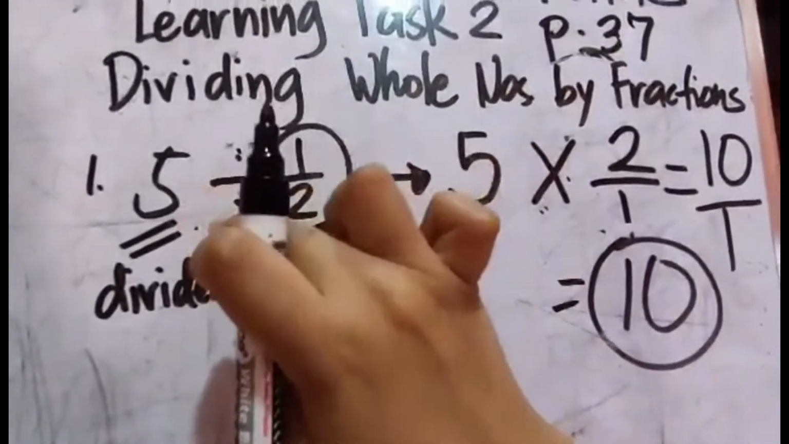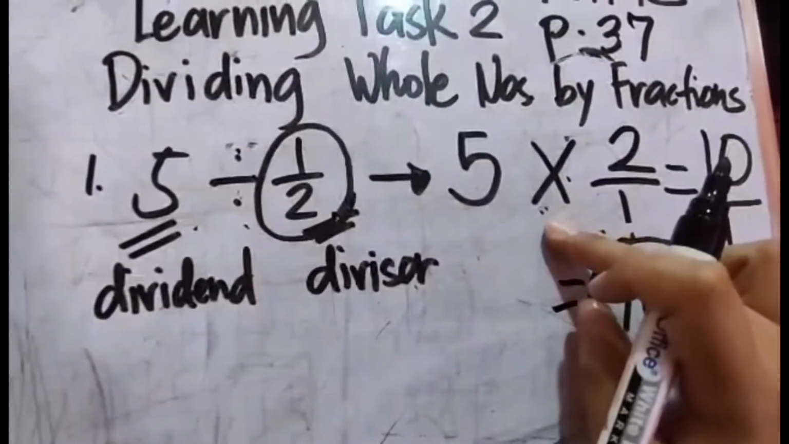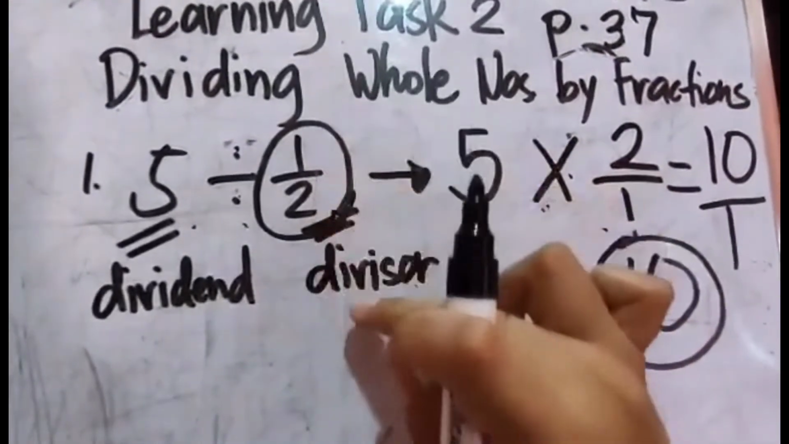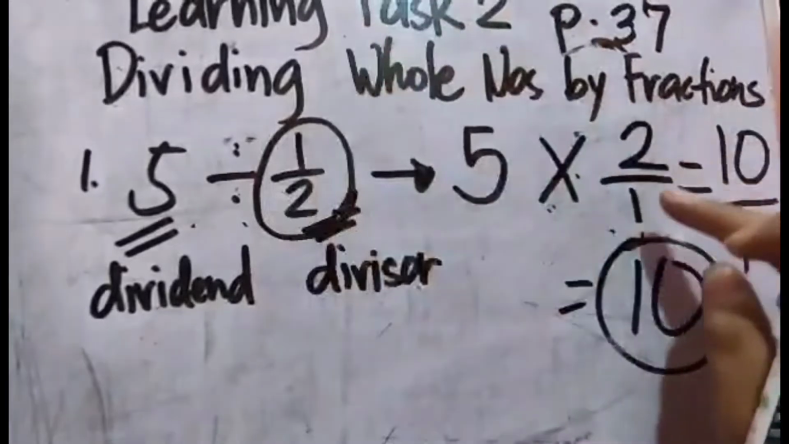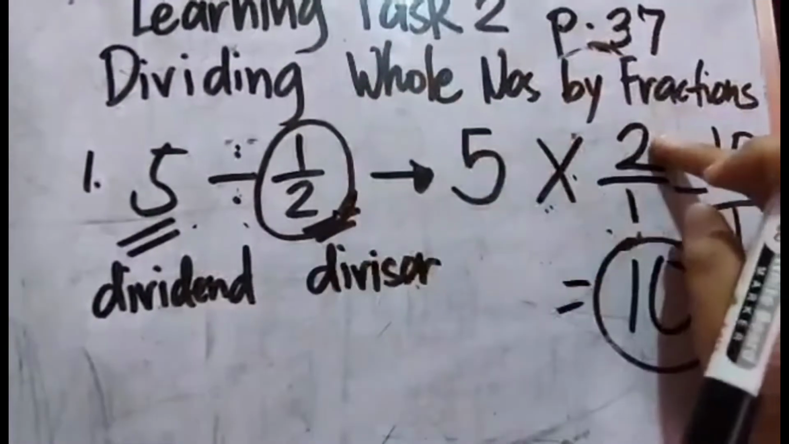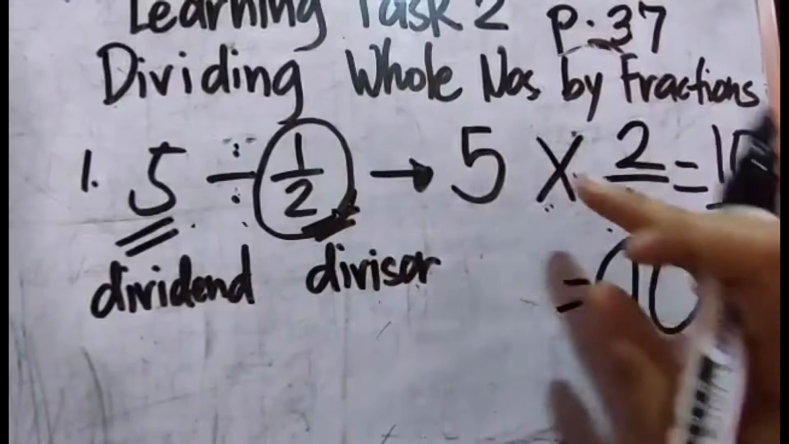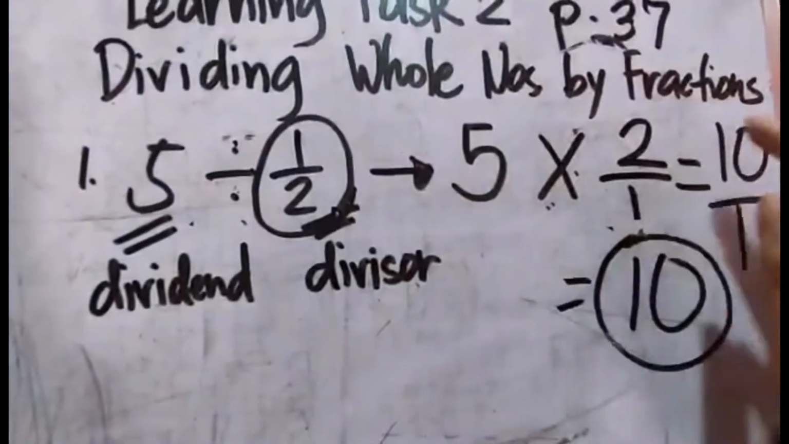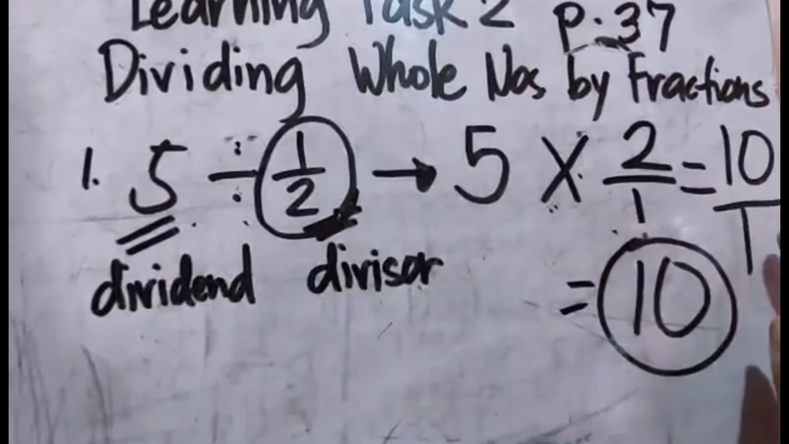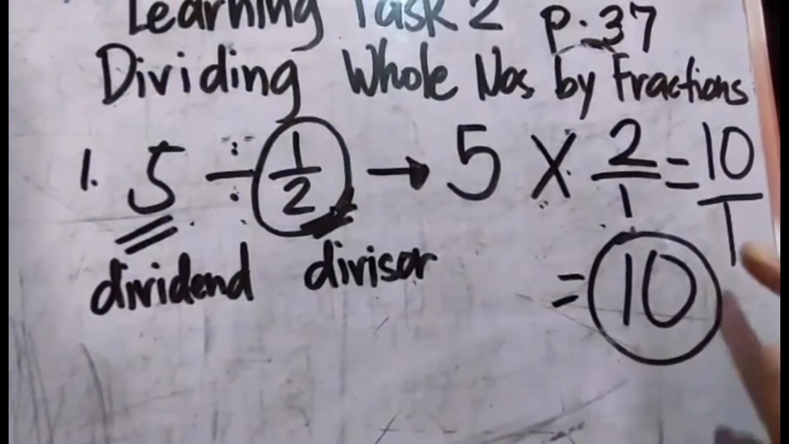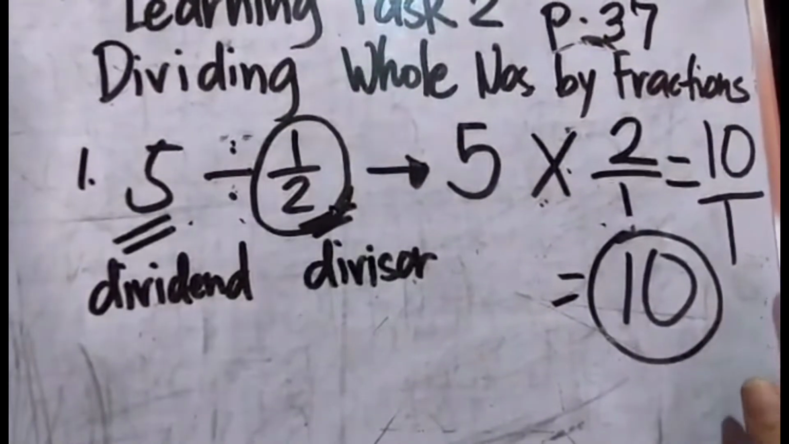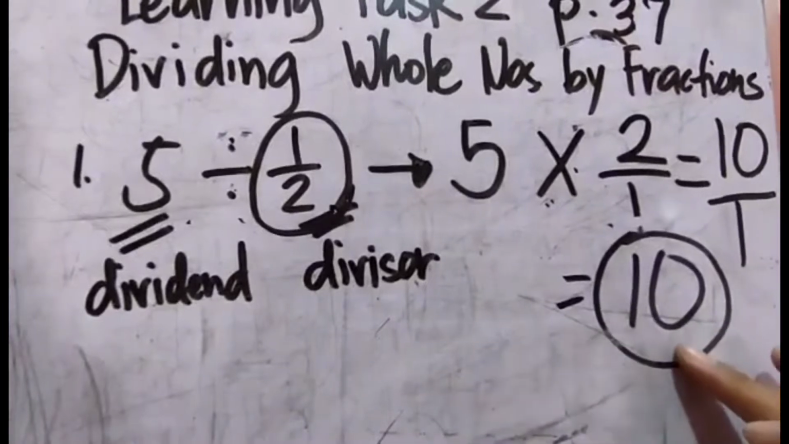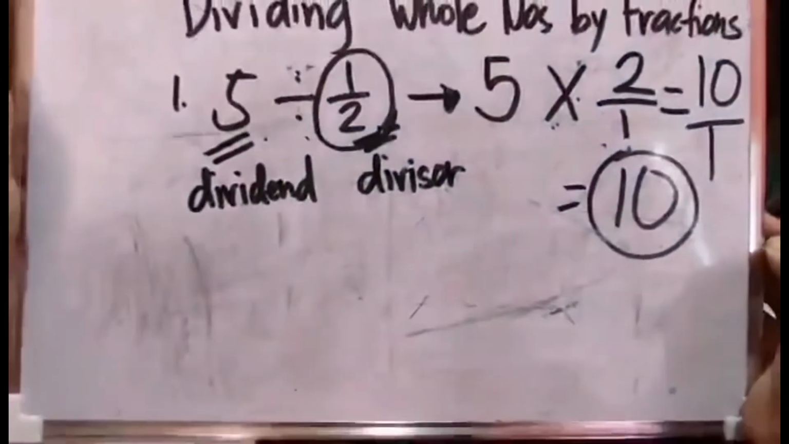Si division, papalitan ninyo ng multiplication. And then si 1/2, since siya yung divisor, siya yung babaliktarin natin. Reciprocal of 1/2 is 2/1. And then, ito na yung bagong number sentence natin. Ito na isosolve nyo. 5 times 2 equals 10. Ang numerator ay 1, pwede mong ilagay. Pero sa final answer, remove 1 kasi nga sabi natin, any fraction with a denominator of 1 would always be a whole number.